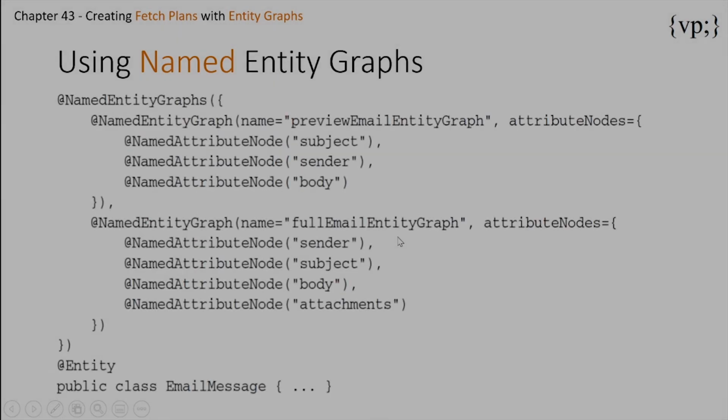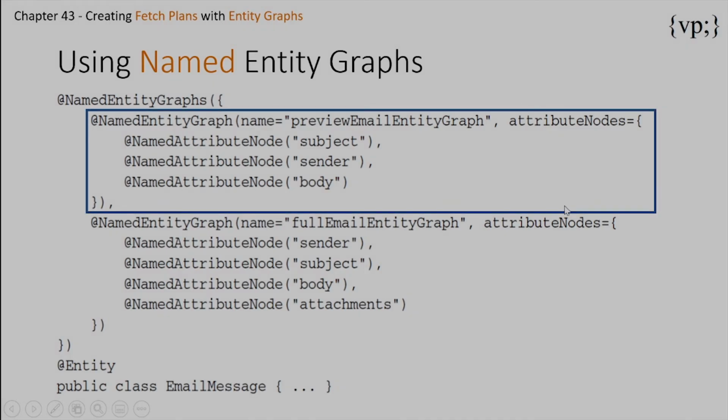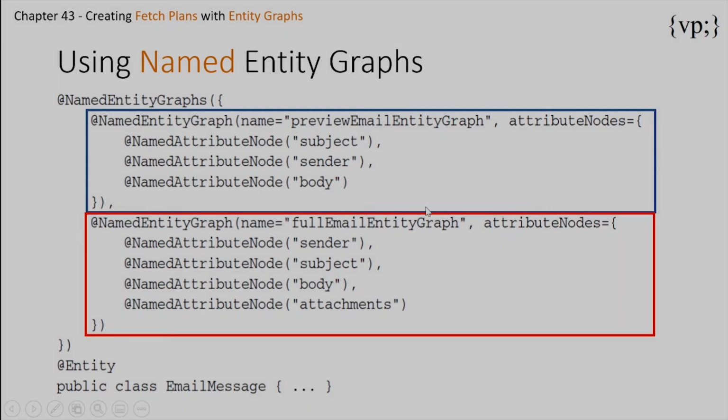Now you can actually define multiple named entity graph definitions, which may be applied to a class by grouping them within a @NamedEntityGraphs annotation. In this annotation over here, you can see that, first of all, one is for a preview pane, which fetches only the sender, subject, and the body message. And the other is a full view of the message, including any attachments that are sent through the message.